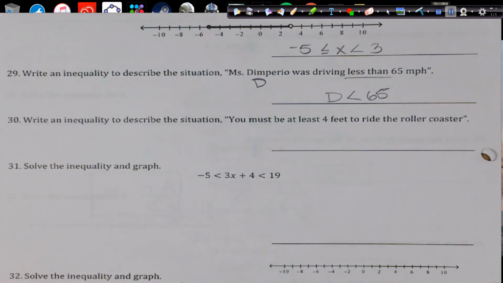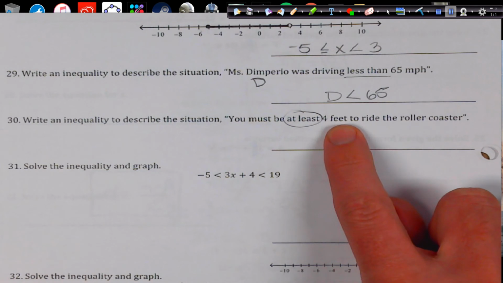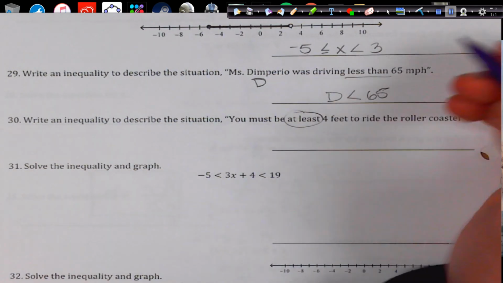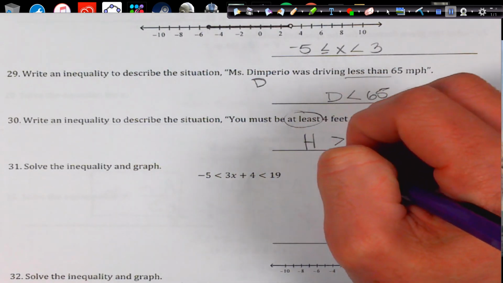You must be at least 4 feet to ride the roller coaster. At least means I can be that or bigger, right? Okay? So let's do h for height, and you need to be greater than or equal to 4.